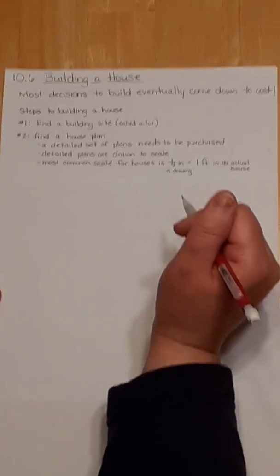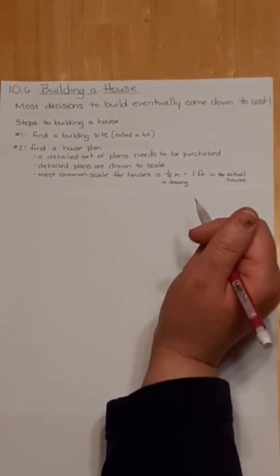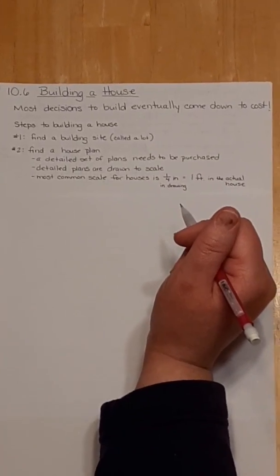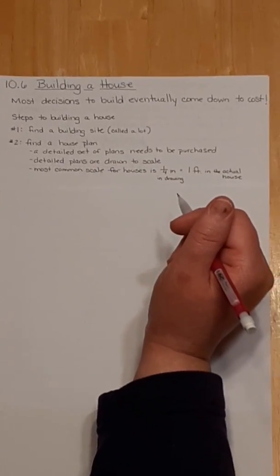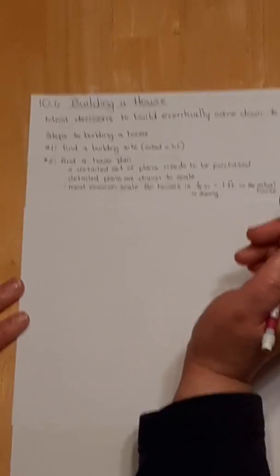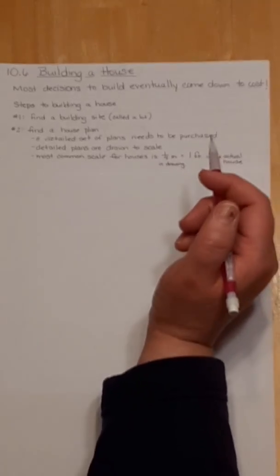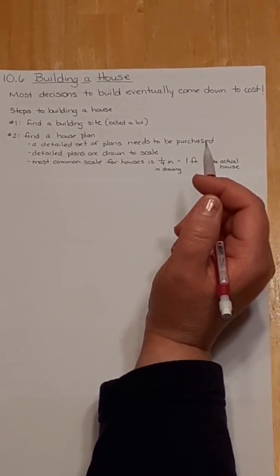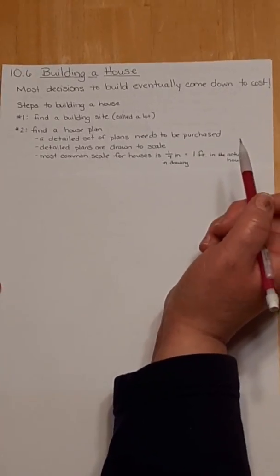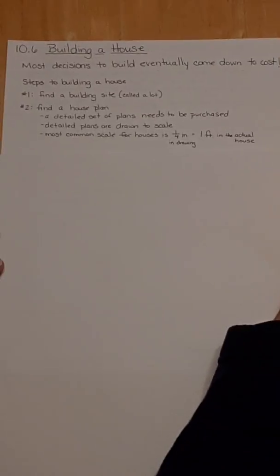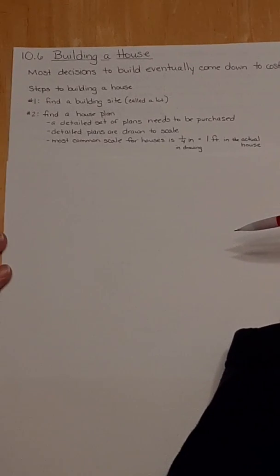You have now decided that you are going to build a house, and you have a lot of decisions to make. And most of your decisions, truthfully, come down to the cost. How much money do you have to spend? And you have a budget. Remember, we've been talking about a budget. So you've got to make sure all your costs can fit into that budget.